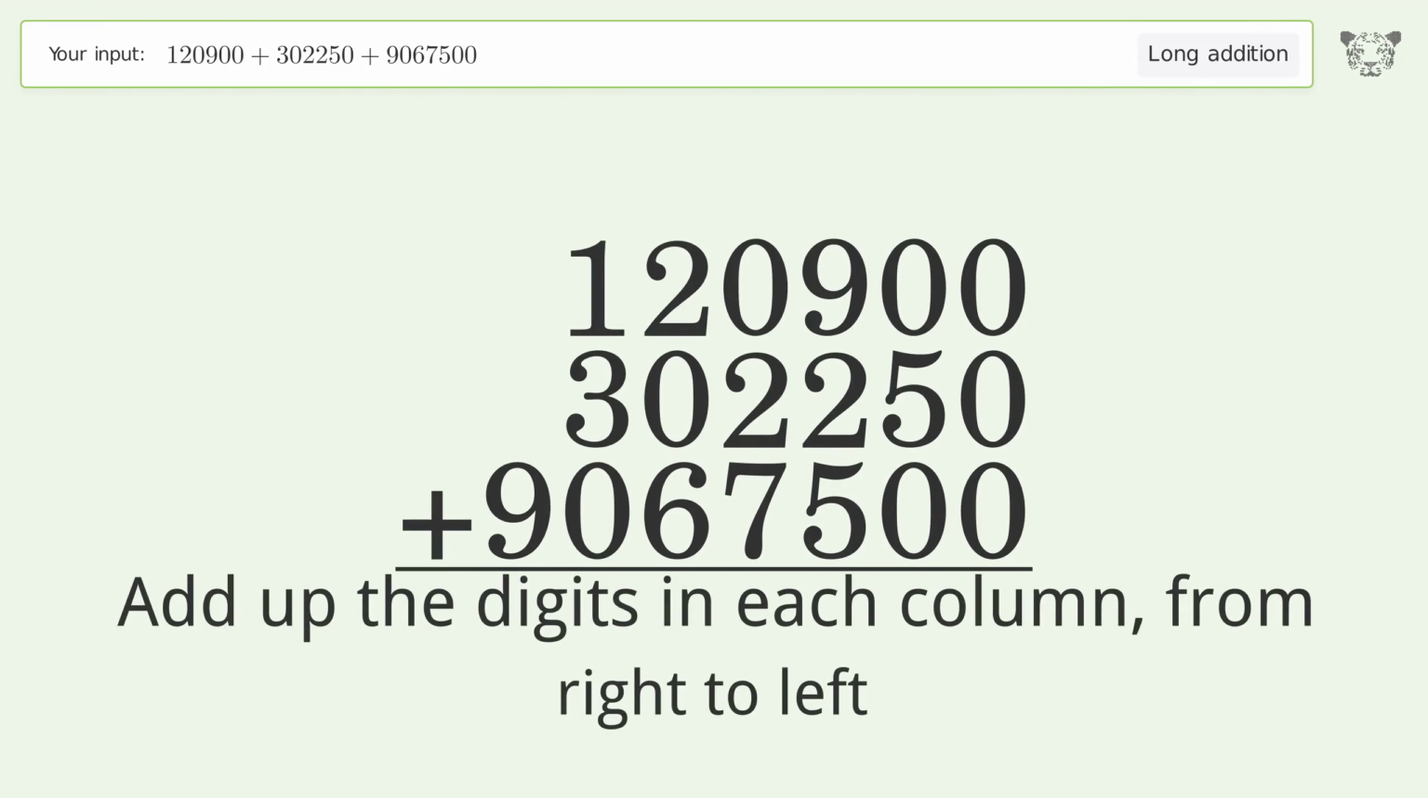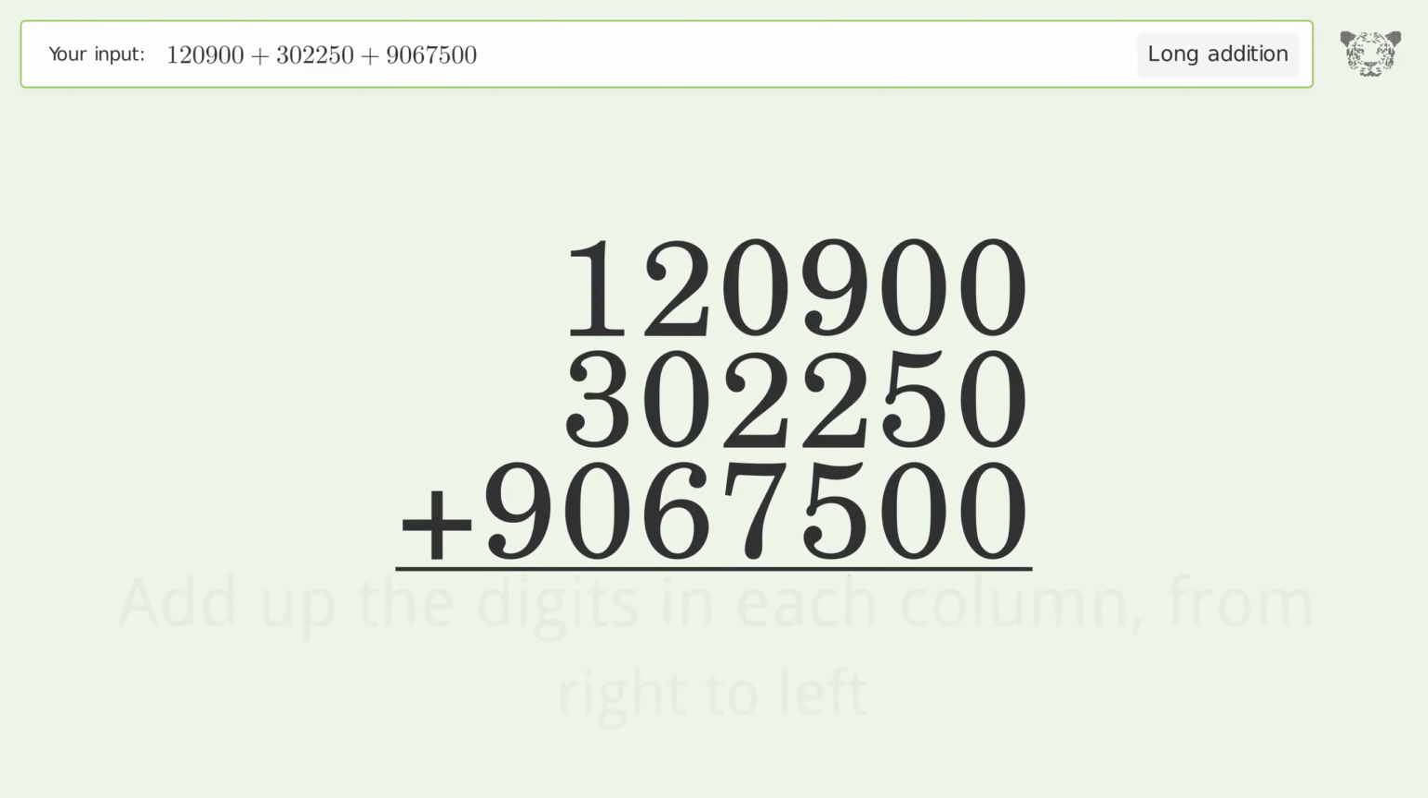Add up the digits in each column, from right to left. 0 plus 0 plus 0 equals 0. 0 plus 5 plus 0 equals 5. 9 plus 2 plus 5 equals 16. Carry 1 to the thousands place.